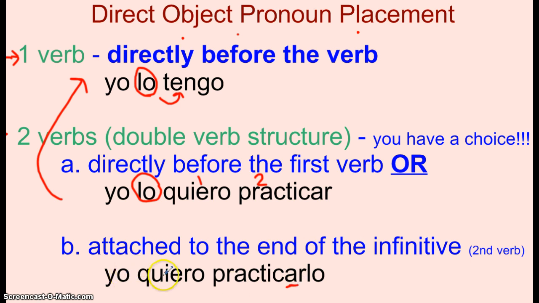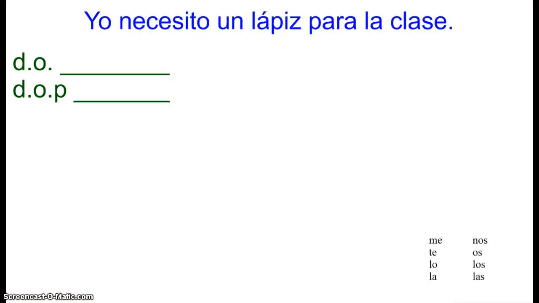So we have "yo quiero practicarlo." There's our DOP attached to the infinitive. Both these sentences mean the exact same thing: I want to practice it. Just two different ways to do it. So let's put this into practice.